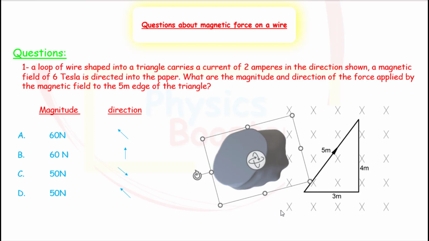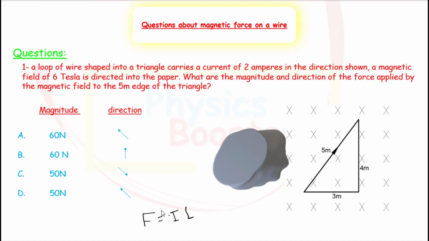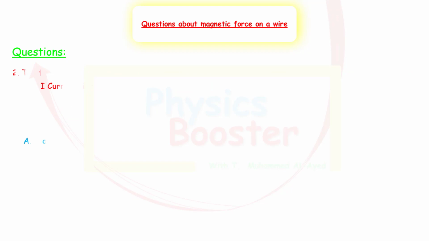But what about the magnitude? We know that simply the magnitude of the force F is equal to the current multiplied by the length of the wire multiplied by the magnetic field. So it's simply 2 multiplied by 6 multiplied by the length of the wire, which is 5. The answer is going to be 60, and the correct answer in this case will be A because it shows the correct magnitude and the correct direction. Next question.